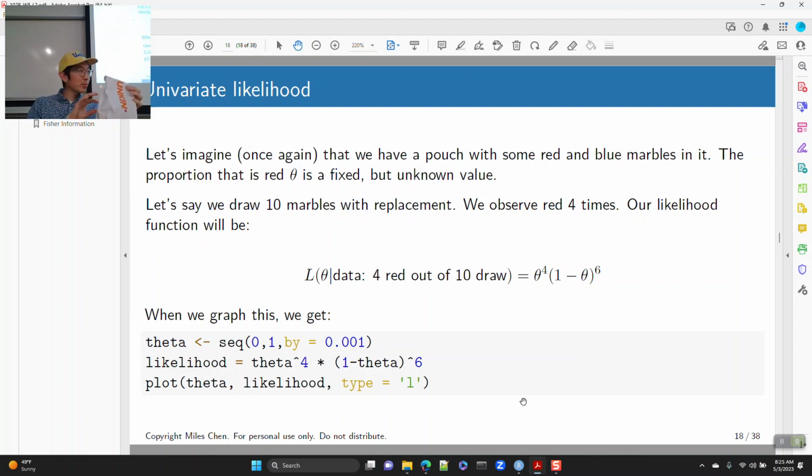We want to figure out what proportion is red. Okay, so we've got some value theta, and we don't know what proportion is red in the bag, but we're going to draw marbles with replacement to try to get a guess, right?